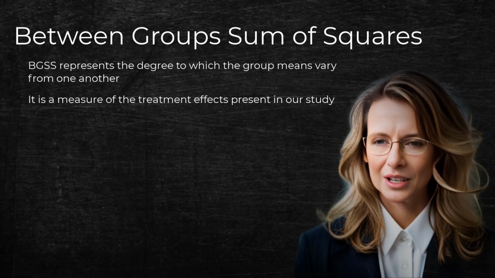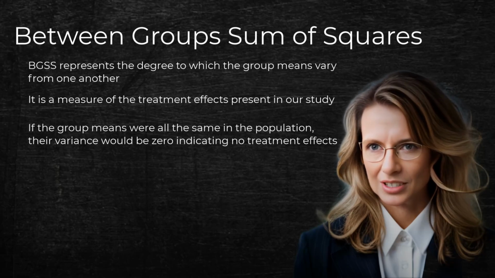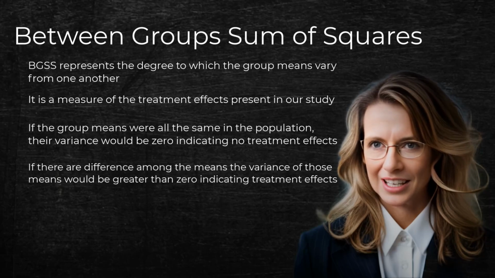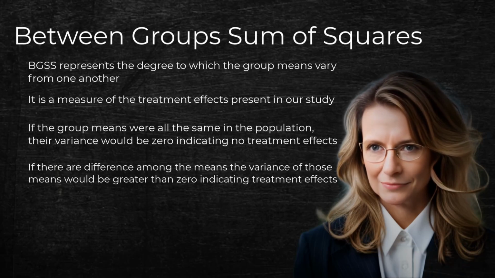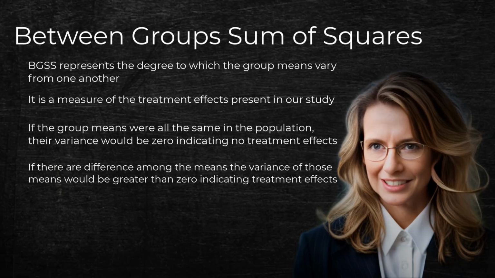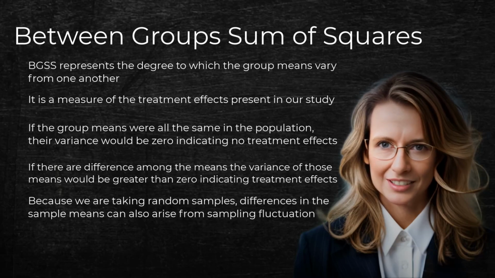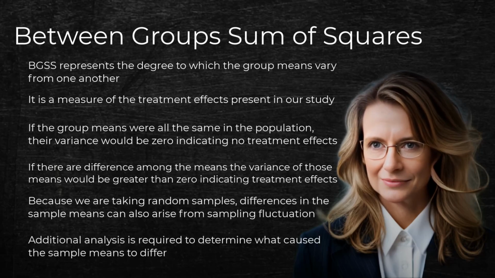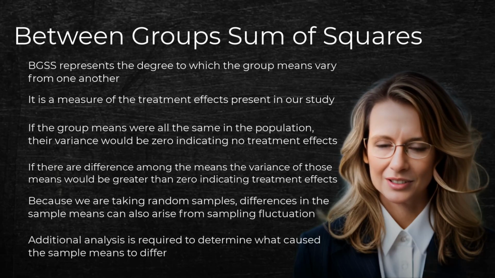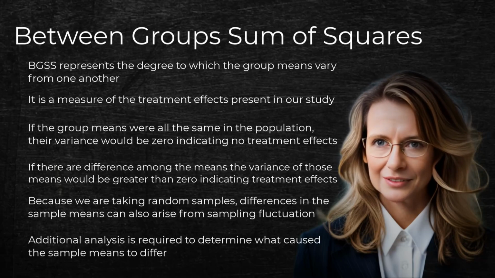As we said earlier, if the group means were all the same in the population, their variance would be 0, which would indicate that there were no treatment effects. On the other hand, if there are any differences among the group means, then the variance of those means would be greater than 0, which would indicate the presence of treatment effects. However, in a study, we are evaluating the group means of random samples drawn from a population, so differences among the sample means can arise from sampling fluctuation in addition to treatment effects. Therefore, we can't be certain that any observed variation in the sample means represents the effect of our experimental treatment without additional analysis. We will discuss this in detail later in the video.